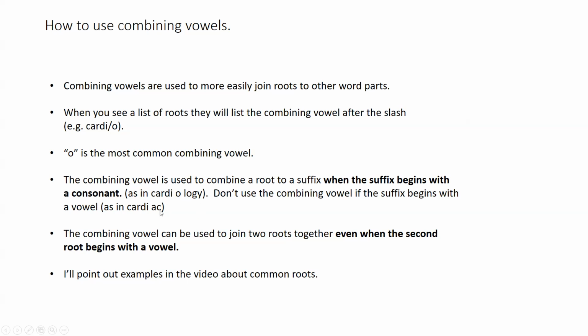The other place you find combining vowels is when you add two roots together. Sometimes you want to talk about not just one organ, but two organs, and those would be the roots of the word. So, for example, hepatosplenomegaly. Hepat means liver, splen means the spleen, and megaly means large. So if you want to talk about the fact that both of those organs are enlarged, you would say hepatosplenomegaly. To join hepat with splen, you need that combining vowel. I'll give you more examples as we talk about common roots in the next video.